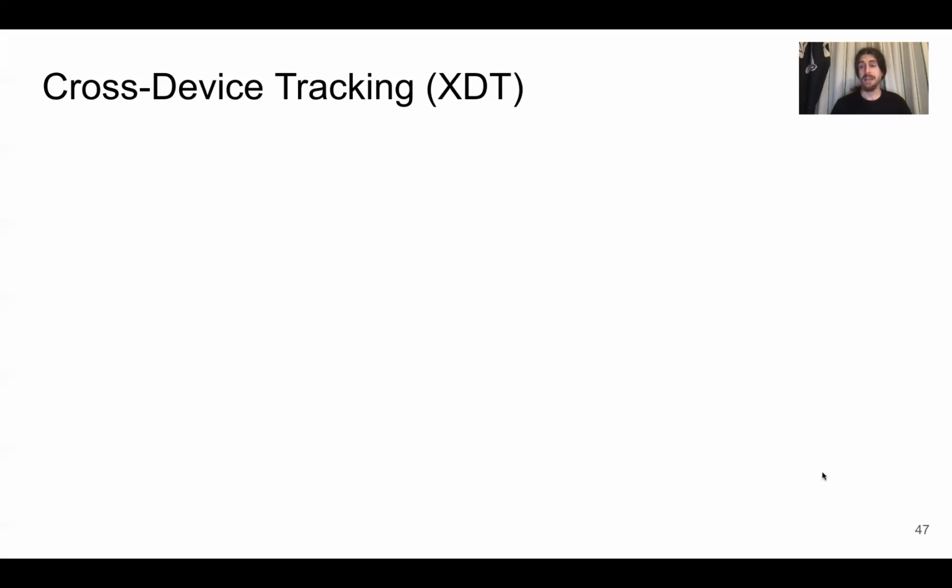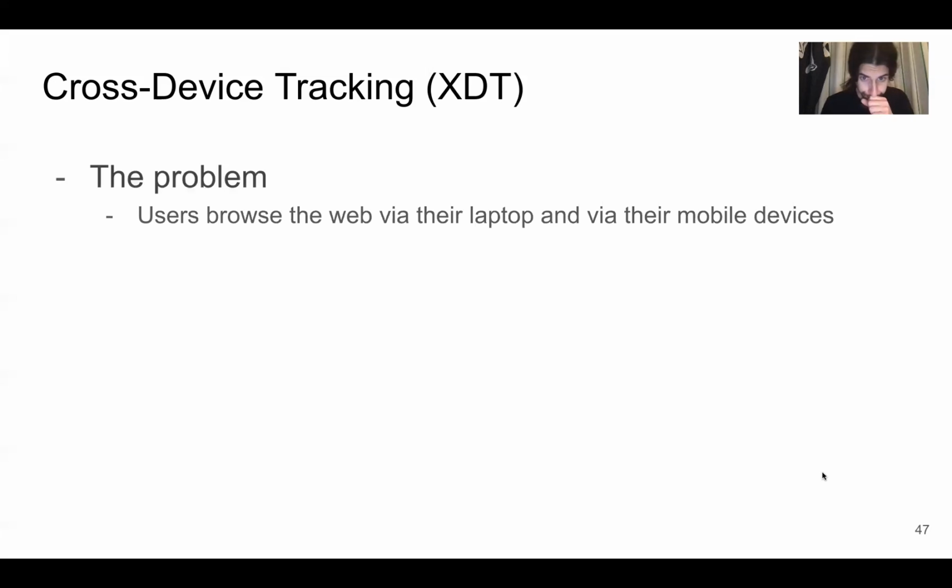What does it mean? It means that now I have my phone and my laptop, and these advertising frameworks want to understand that the user behind this laptop is the same user as behind this phone. So, cross-device tracking. They want to track me across different devices. Rephrasing the problem: users browse the web via their laptop and via their mobile devices, and it would be nice to have some kind of unified picture of what this user really is.